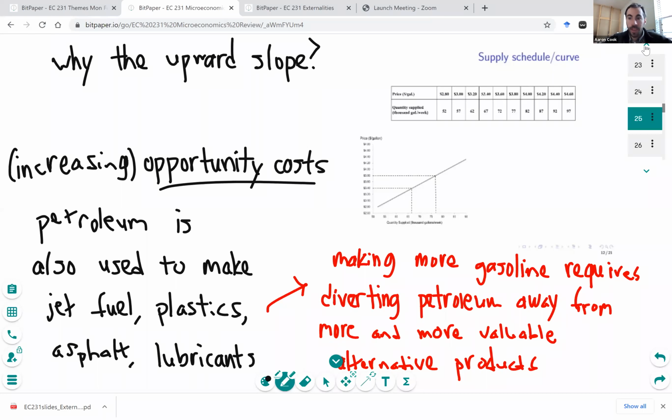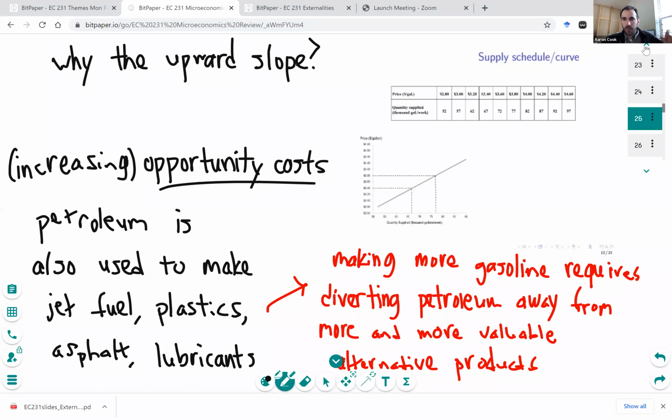Petroleum can be used for making plastics. It's used for producing asphalt, for paving roads. It's used in motor oil. It's used for jet fuel. And if you wanted to make more gasoline, you'd have to divert some of that petroleum away from those other uses. And as you do more of that, as you divert more and more petroleum away from other stuff, you start having to divert it away from more and more valuable types of goods and services.